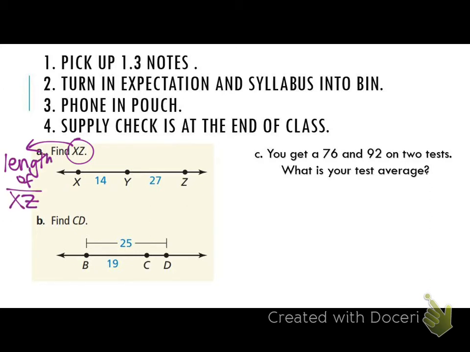All right, so from X to Y is 14. From Y to Z is 27. So what do we need to do to find the length of X to Z? Add them together. 14 and, what was the other number? 27, which makes? 41. It is 41. Thank you, Griffin. So the length of XZ is 41.